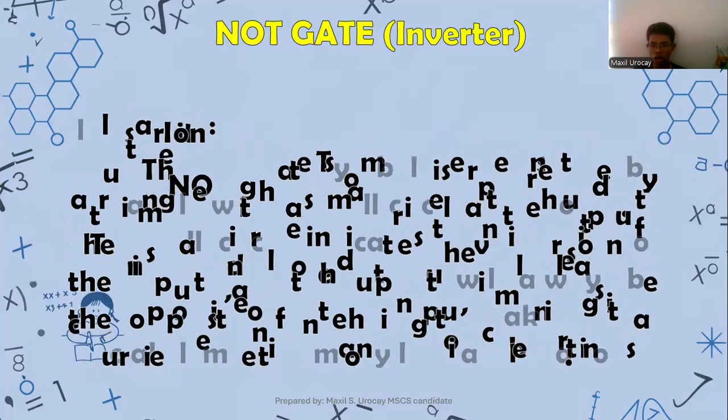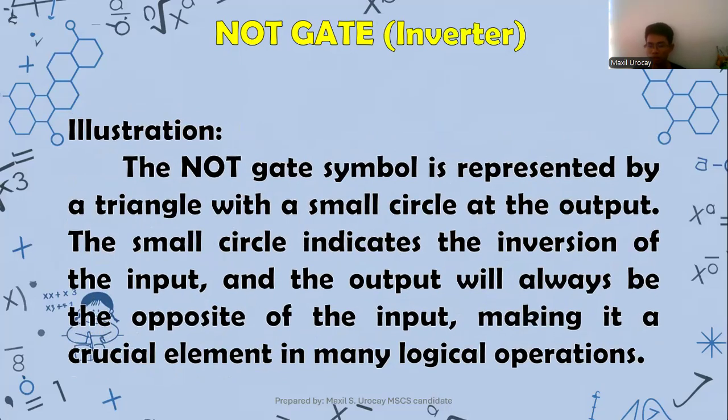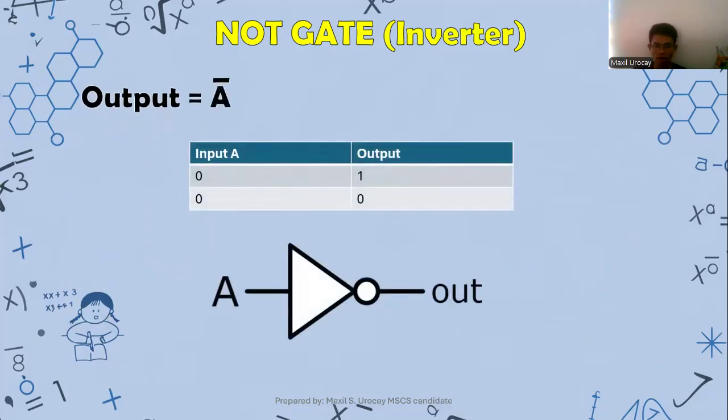In the illustration, the NOT gate symbol is represented by a triangle, or simply an arrow, with a small circle at the output. The small circle indicates the inversion of the input, and the output will always be the opposite of the input, making it a crucial element in many logical operations. That means to say, class, that it is represented like this, an arrow with a circle. That's the inverted statement. So if A, referring to that one, this is going to be A inverted.